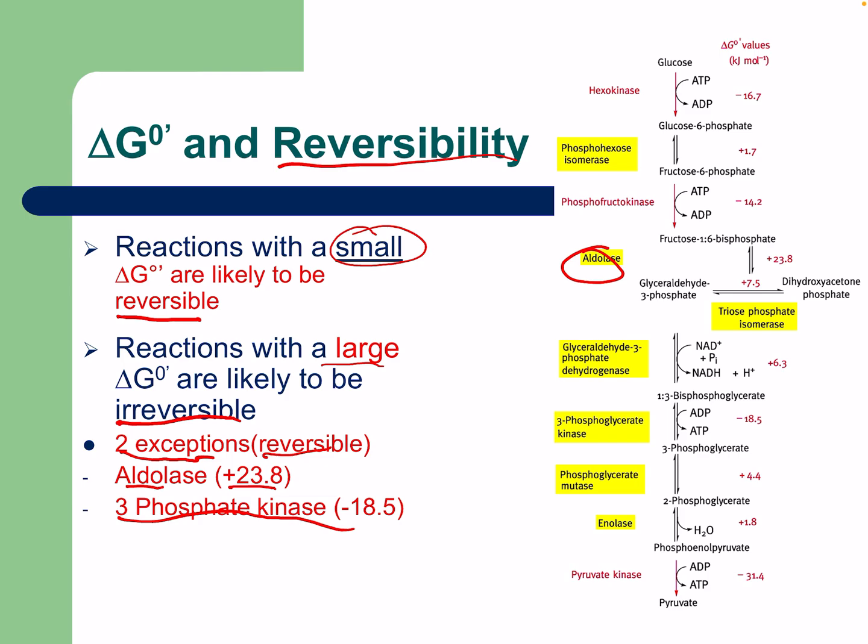So here, even though it's a large number, it is still reversible, and this is also true for 3-phosphoglycerate kinase. Again, they're big, but they are reversible, in comparison to phosphofructokinase, which is irreversible. Same with hexokinase.